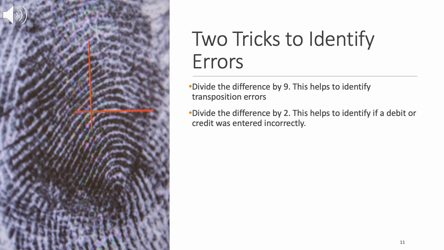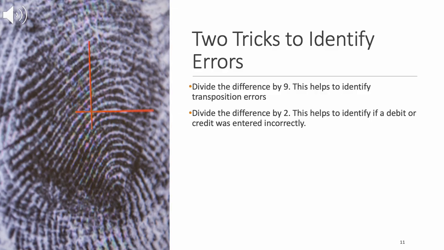Sometimes, even after preparing a trial balance, debits and credits don't match. That means there's an error somewhere. Instead of checking everything line by line right away, we can use two quick tricks to narrow down the problem. Trick 1. Divide the difference by 9. If the difference between total debits and credits can be divided evenly by 9, it's often a transposition error.